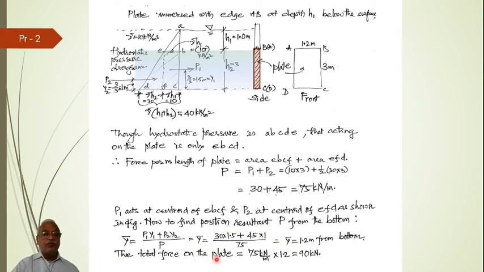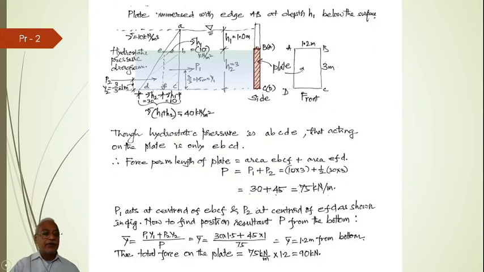So the total force on the plate is 75 kilonewton per meter length, multiplied by 1.2 because it is per meter length. Now it will be 1.2 multiplied, because of that it becomes 90 kilonewton. Okay. Now where will it be acting?